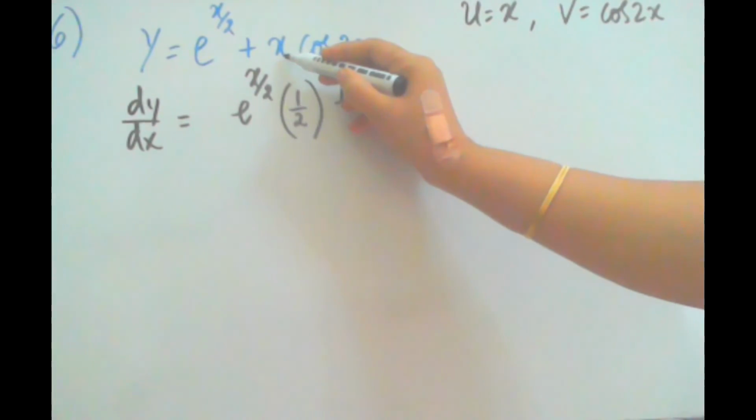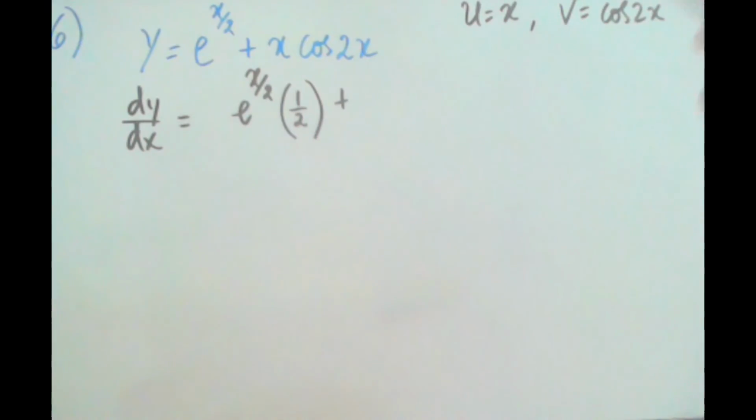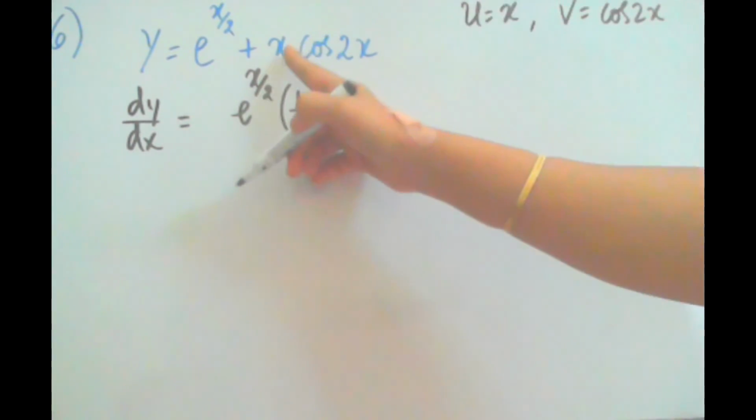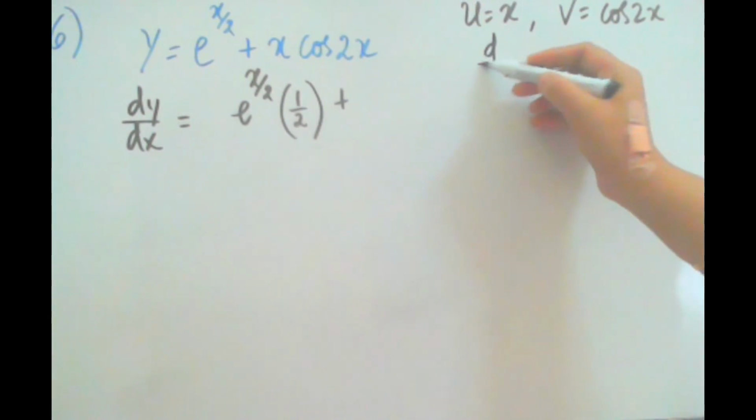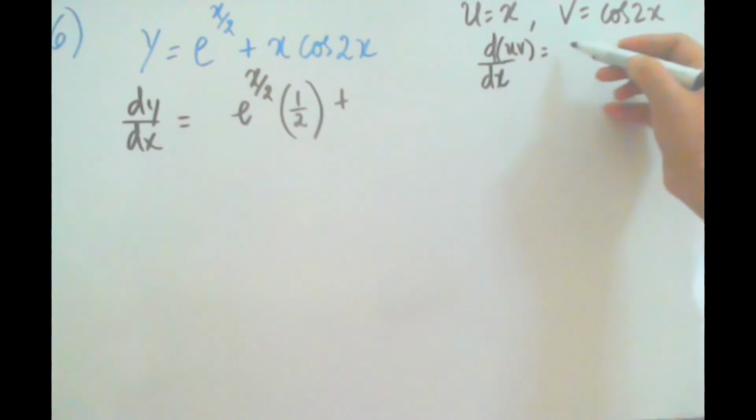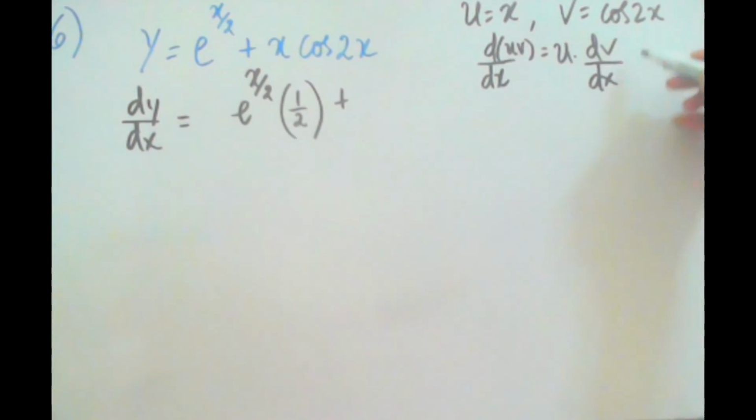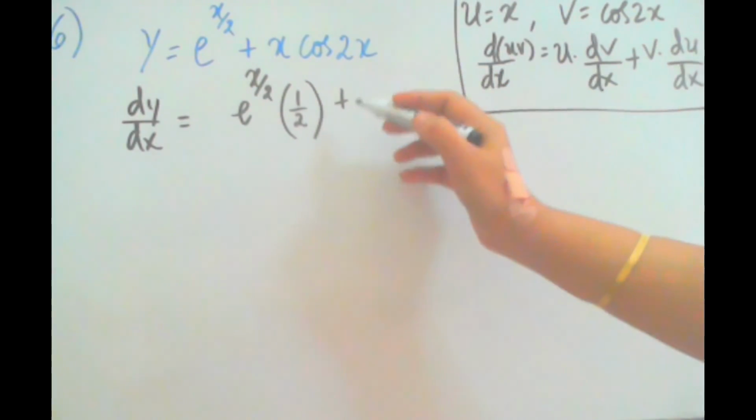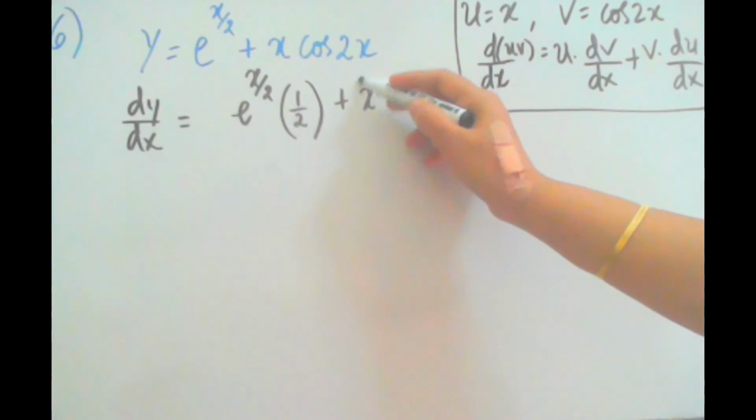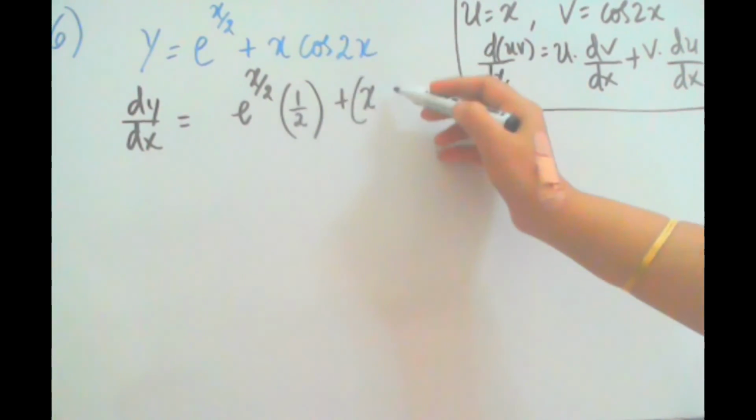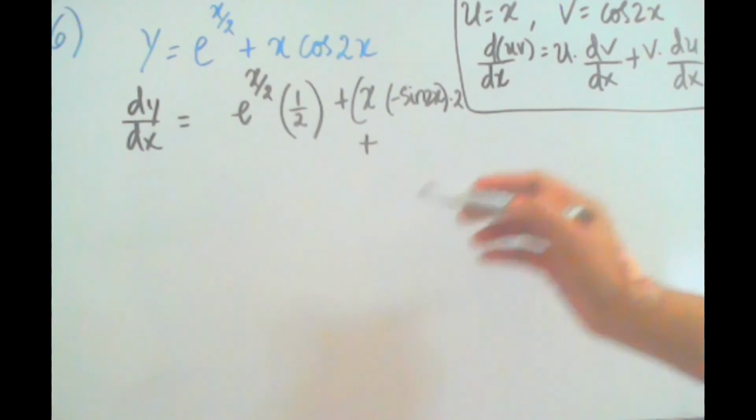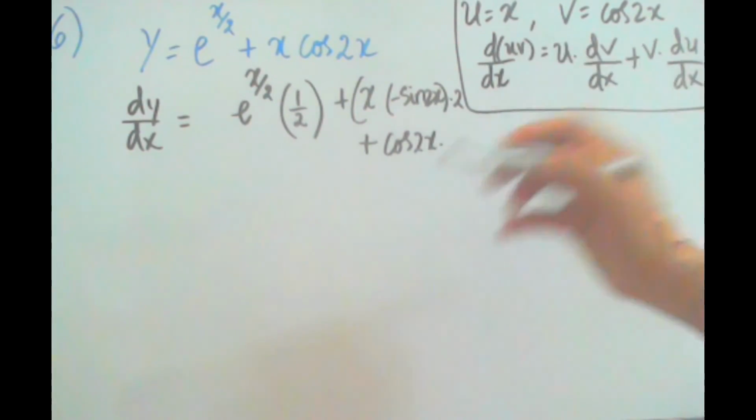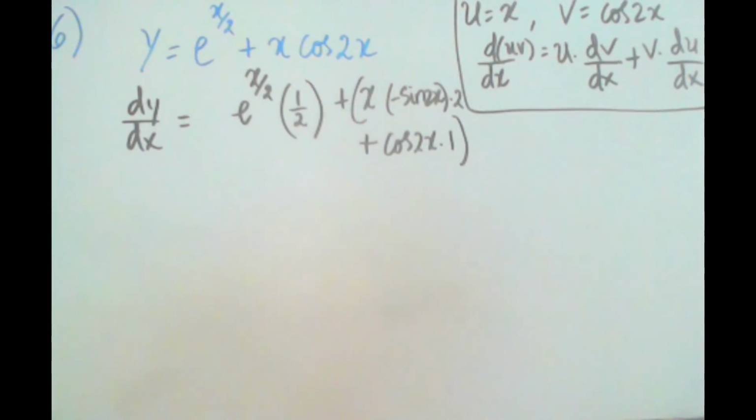Why is it a product rule? Because both the terms x and cos 2x are functions of x. So that is why we have to use the product rule. If this was like 2 into cos 2x, where 2 is a constant, we don't need the product rule, remember. So d by dx of u v is u into dv by dx plus v into du by dx. So we apply it here. u is x, dv by dx, the differentiation of cos 2x, is minus sin 2x into 2, plus keep v as it is, which is cos 2x, into the differentiation of x with respect to x, which is 1.